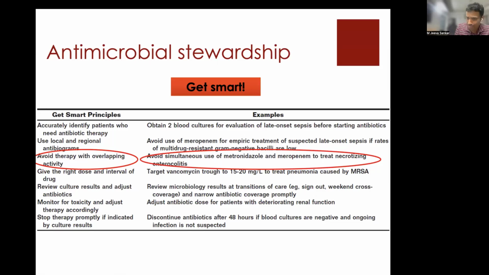So if you give meropenem, or even a beta-lactam beta-lactamase inhibitor, most beta-lactam antibiotics cover anaerobes. There's no need for additional metronidazole. But unfortunately, most pediatricians just do not accept this. You have to make them understand.